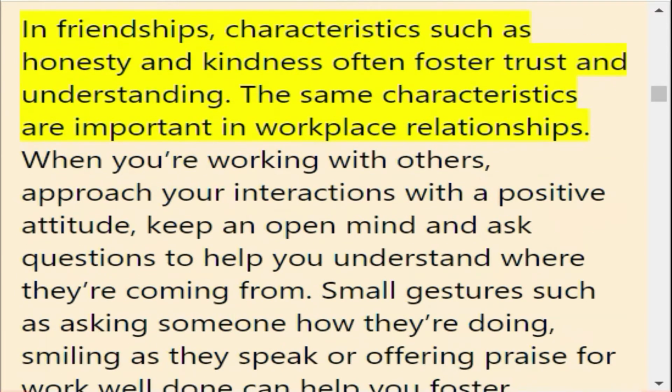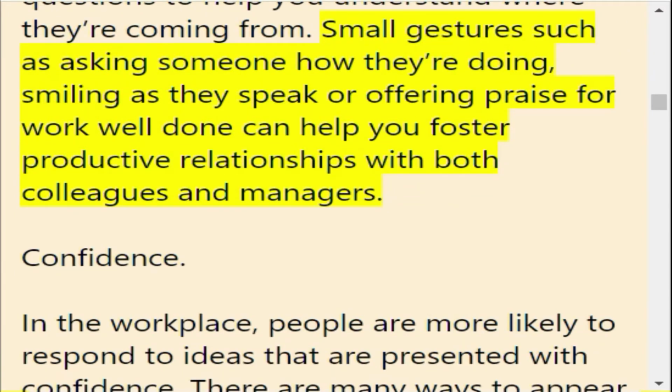Friendliness. In friendships, characteristics such as honesty and kindness often foster trust and understanding. The same characteristics are important in workplace relationships. When you're working with others, approach your interactions with a positive attitude, keep an open mind, and ask questions to help you understand where they're coming from. Small gestures such as asking someone how they're doing, smiling as they speak, or offering praise for work well done can help you foster productive relationships with both colleagues and managers.